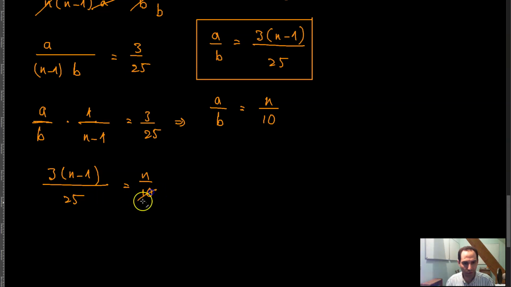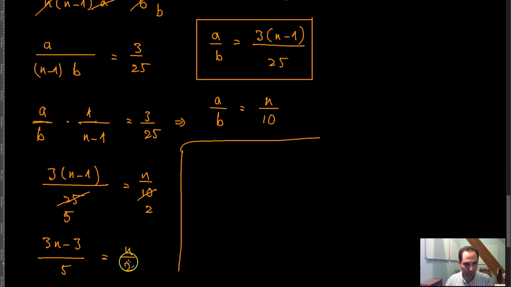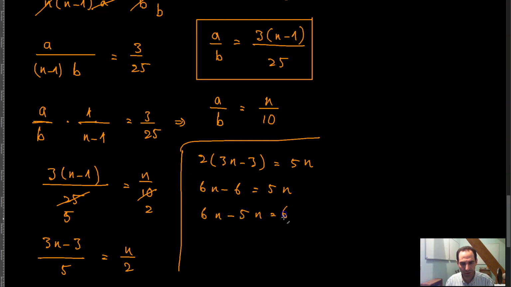Divided by 5 you will get 2, divided by 5 you will get 5, and then you will get basically 3n minus 3 divided by 5 is equal to n divided by 2, and then if you cross multiply you will get 2 times 3n minus 3 is equal to 5n, and 6n minus 6 is equal to 5n, and 6n minus 5n is equal to 6, and n is equal to 6.